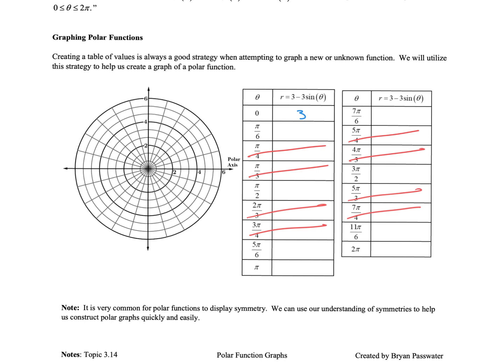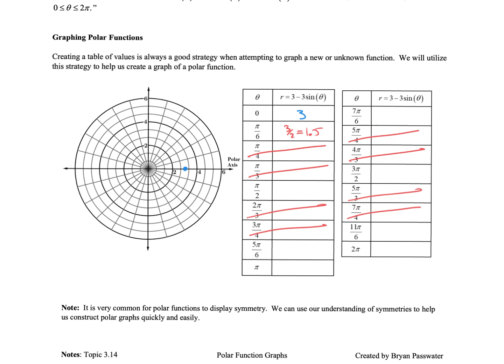So on my polar graph, I'm at 0, and then I go out 3. Let's do it again for pi over 6. When I substitute in pi over 6, the sine of pi over 6 is 1/2. And so now I'd have 3 minus 3 times 1/2. Well, 3 times 1/2 is 3 halves. 3 minus 3 halves is 3 halves, also known as 1.5.